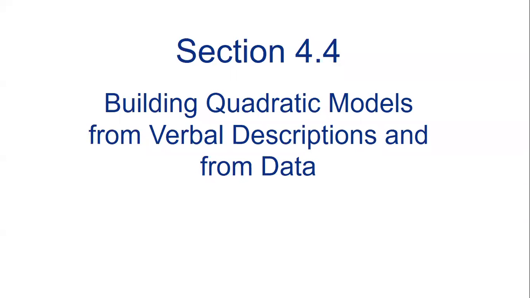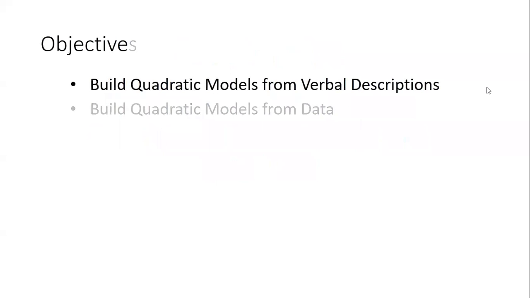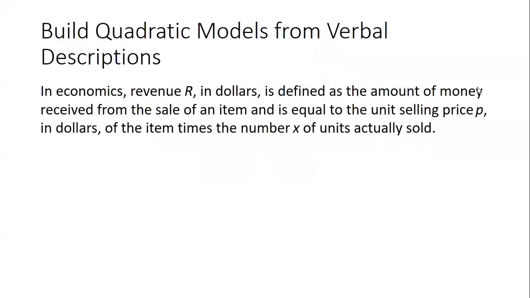All right, so building quadratic models from verbal descriptions and data. So we're going to look at this economy problem. It says in economics, revenue R in dollars is defined as the amount of money received from the sale of an item and is equal to the unit selling price P in dollars of the number of X items sold, right? So this is your revenue formula. R equals X times P. That's your revenue formula.